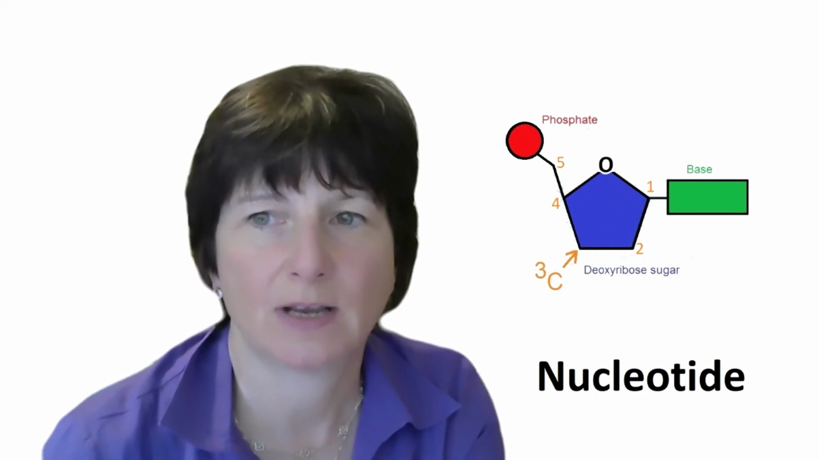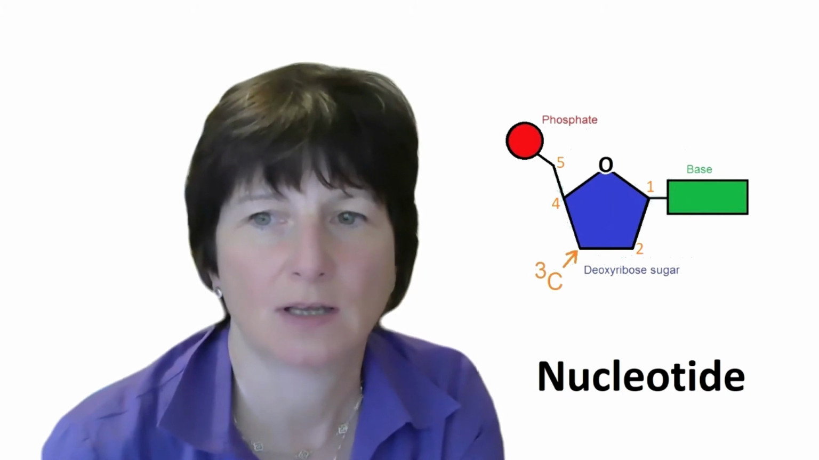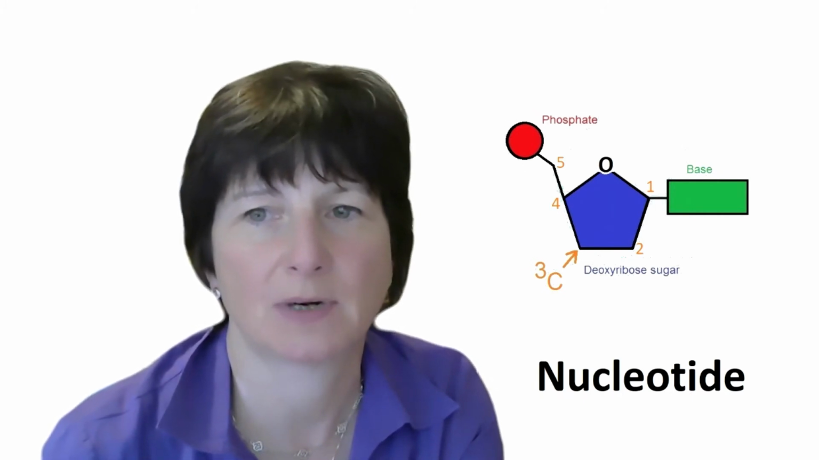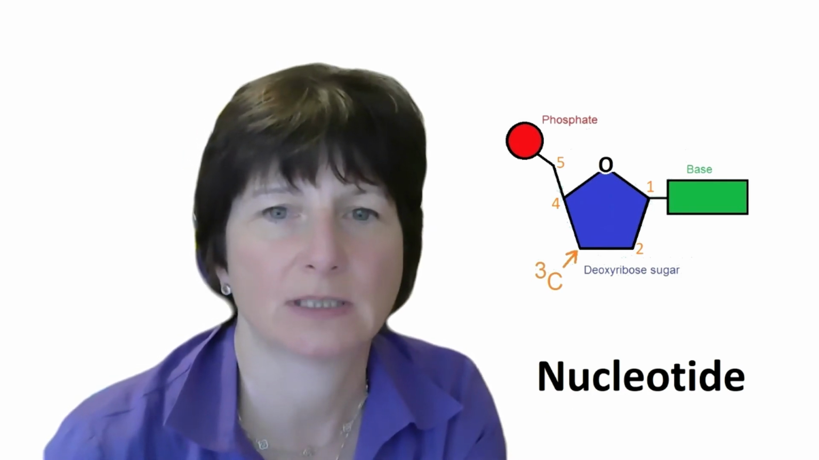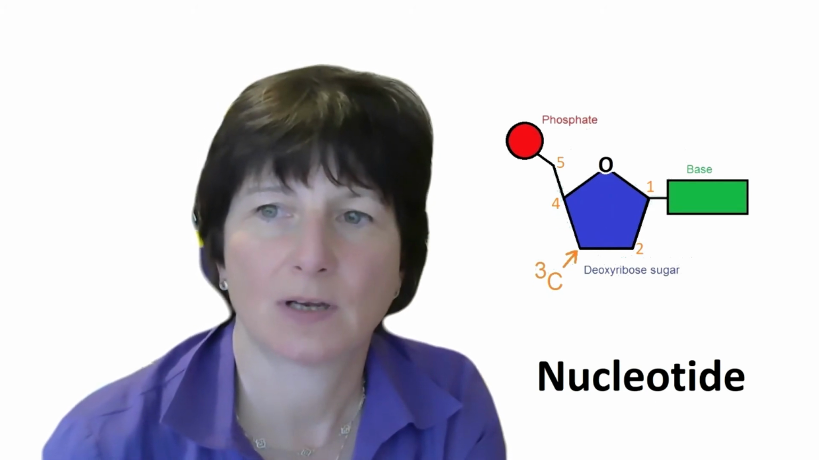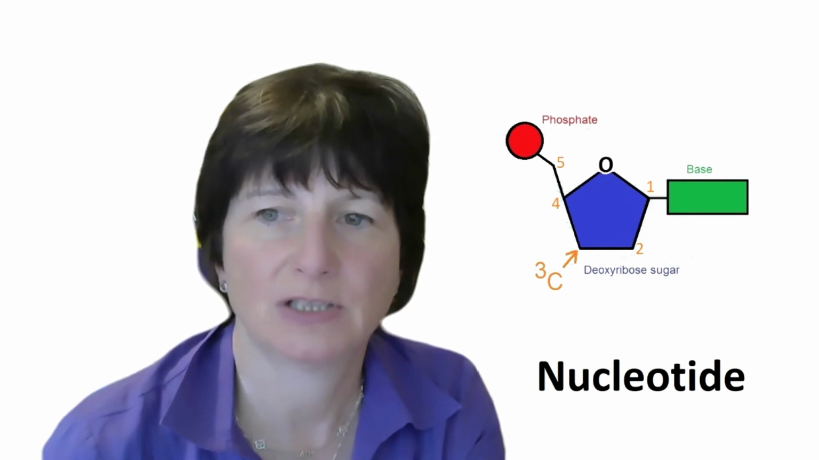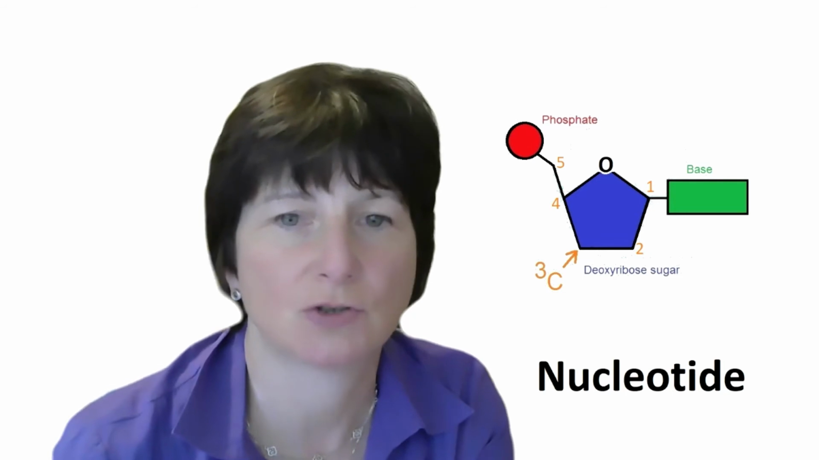So this right hand one is carbon 1, then bottom right carbon 2, carbon 3, and carbon 4, an important one to remember, and then carbon 5 has a phosphate group attached to it. And carbon 1 has a base attached to it. And carbon 3 is just right on the deoxyribose sugar.